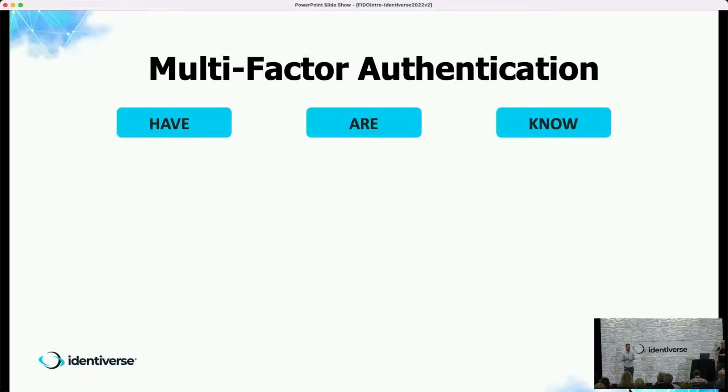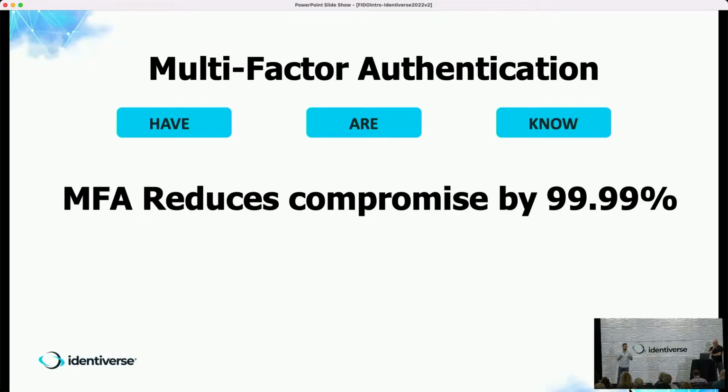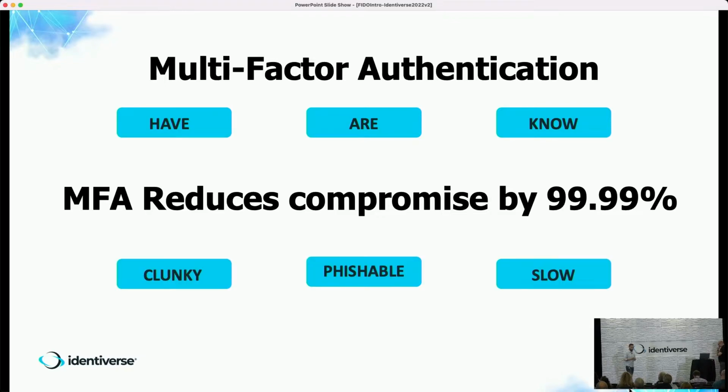And so we have multi-factor authentication, something you are, have, and know. And we have been pushing the industry to try to do this because we say the little bit of friction is worth it, because multi-factor authentication, successfully implemented, reduces compromise by 99.99%. So it's working. But that's not the whole story. MFA is clunky, phishable, and slow.